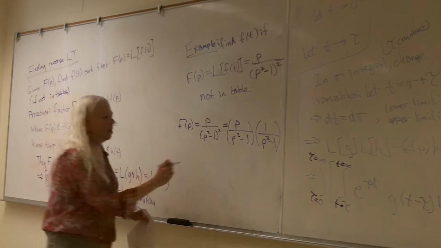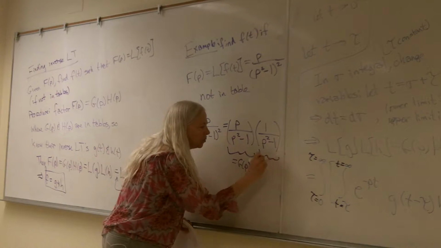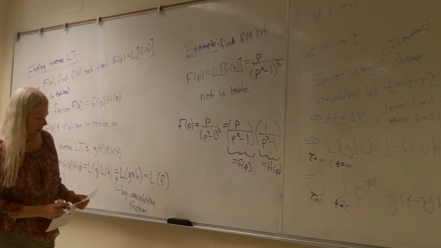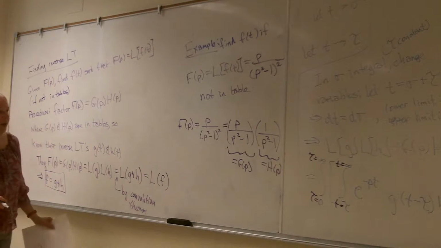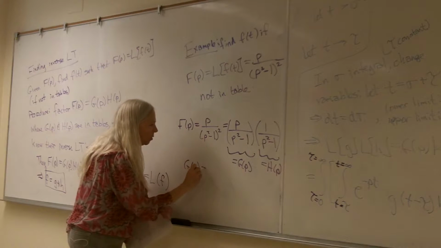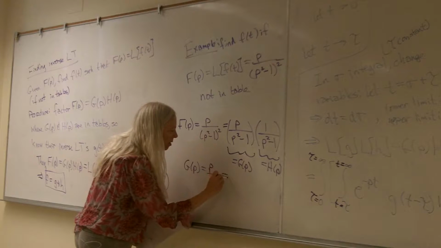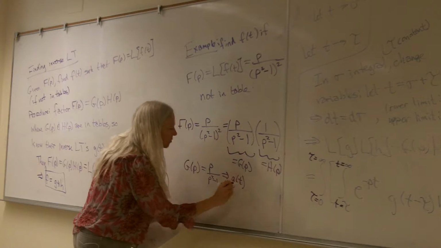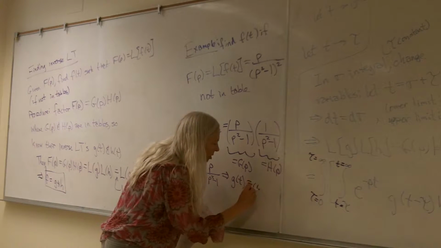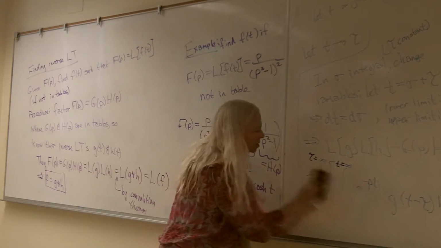So let's call this our G of p, and this our H of p. And those G of p and H of p we can find in the tables. So for G of p being equal to p over (p squared minus 1), the little g of t, that is the inverse Laplace transform of that, is cosh of t. That is L10 in the tables.